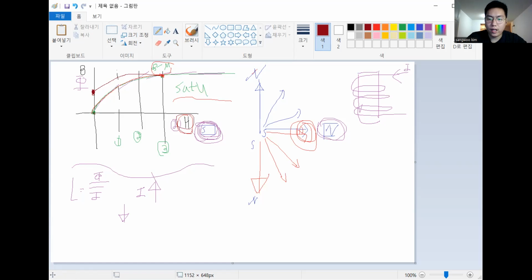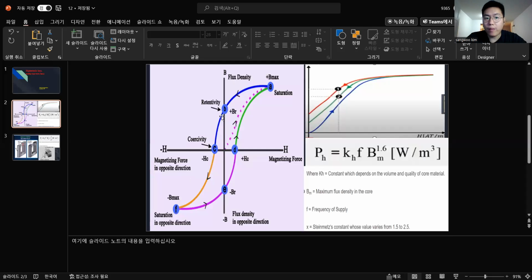Let me share this. Look at the retentivity point here, on B. Even when H is 0, there's retentivity, which simply means some flux remains in the core. You know what I mean? That's it. And you see the curves here.